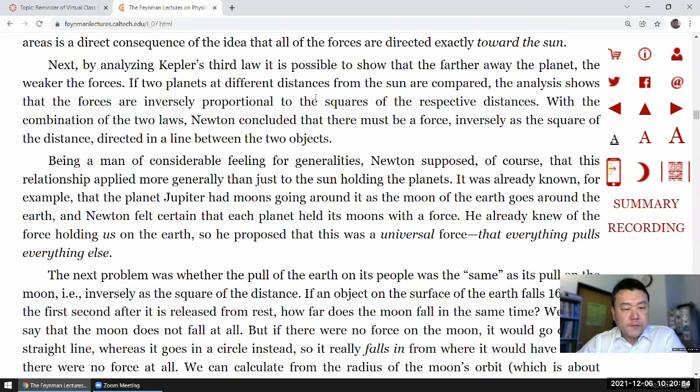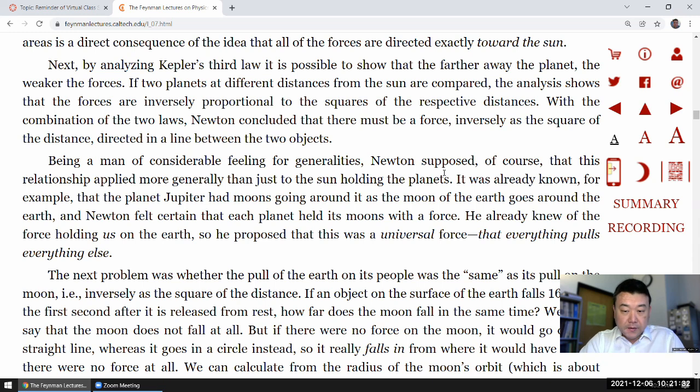Being a man of considerable feeling for generalities, Newton supposed, of course, that this relationship applied more generally than just to the sun holding the planet. It was already known, for example, that the planet Jupiter had moons going around it as the moon of Earth goes around the Earth, and Newton felt certain that each planet held its moons with a force. He already knew of the force holding us on the Earth, so he proposed that this was a universal force, that everything pulls everything else.